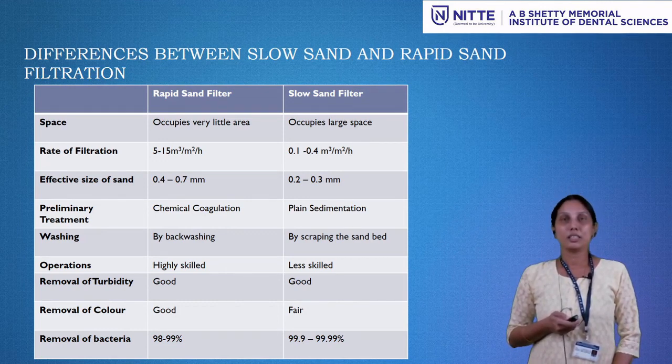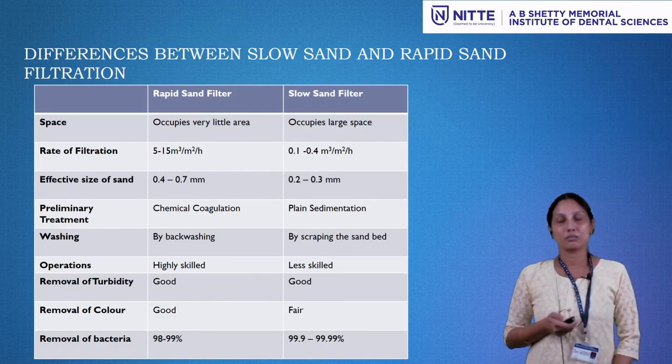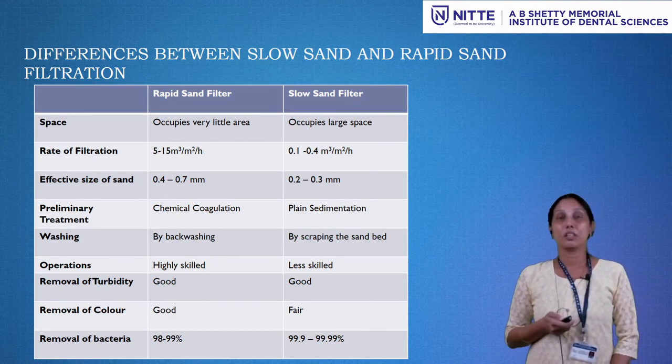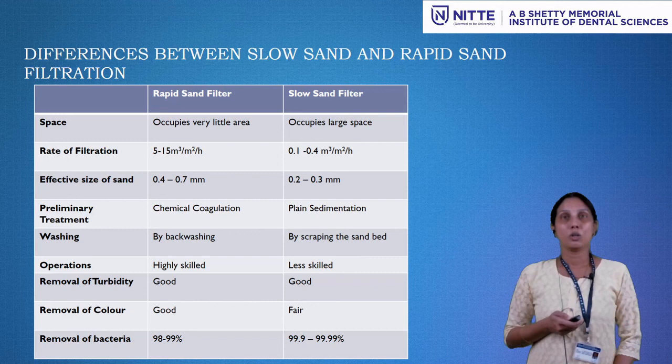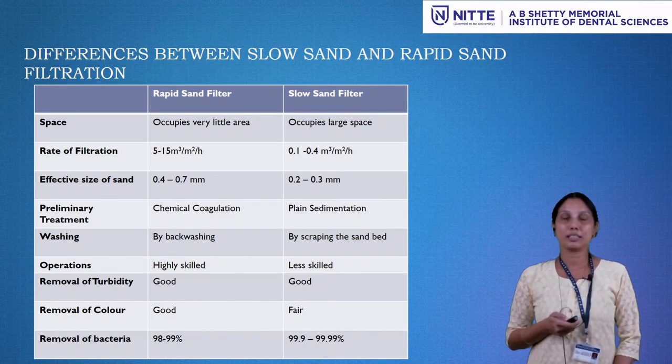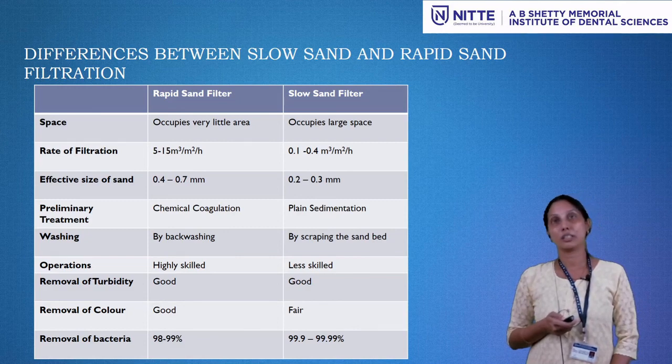The turbidity removal in both the sand filters is good, and the removal of color is good in case of rapid sand filter, but fair in case of slow sand filter. The removal of bacteria is 98 to 99% in case of rapid sand filter, but it is more efficient in case of slow sand filter, which is about 99.9 to 99.99%.